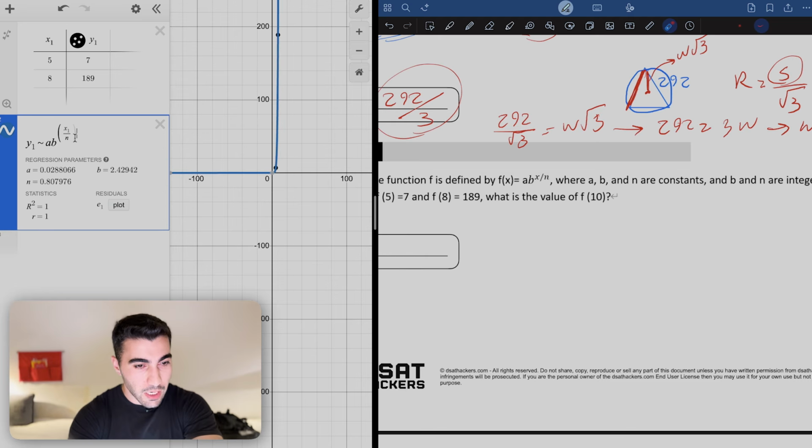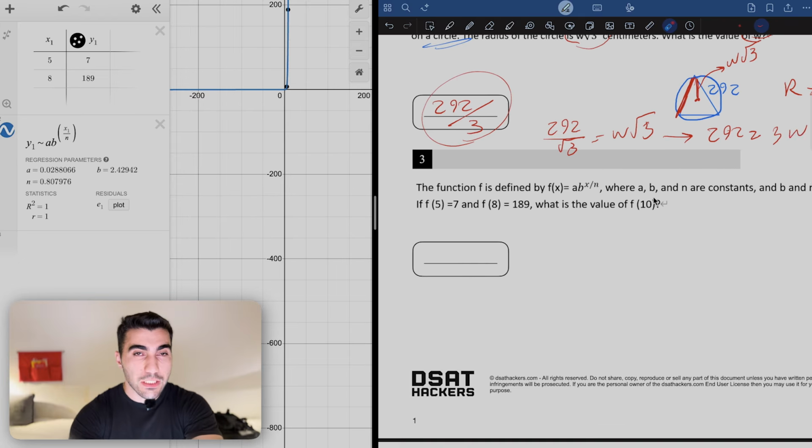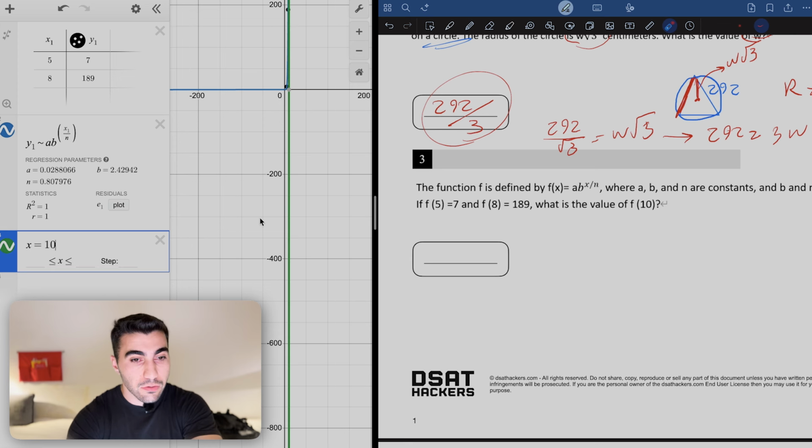We have this graph now. We know what a and b are, but we don't care about those because we're looking for f of 10. This is the function, passing through these 2 points. We are looking for f of 10. So the x equals 10 line, right? So I'm going to put in x equals 10 to see where that crosses the graph.